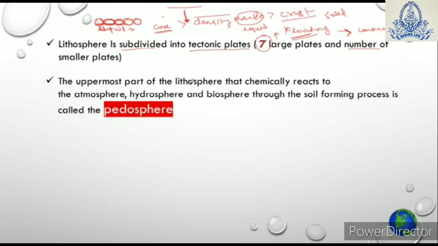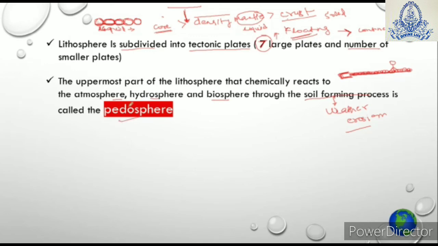Upper part of lithosphere chemically reacts with atmosphere, hydrosphere and biosphere through soil forming processes. When I say soil forming processes, it means weathering, erosion, or soil liquefaction. So these are some soil forming processes which are forming soil. So if this is the land where you are standing, the upper portion of lithosphere constitutes soil, and this portion where soil forming processes are taking place is called pedosphere.